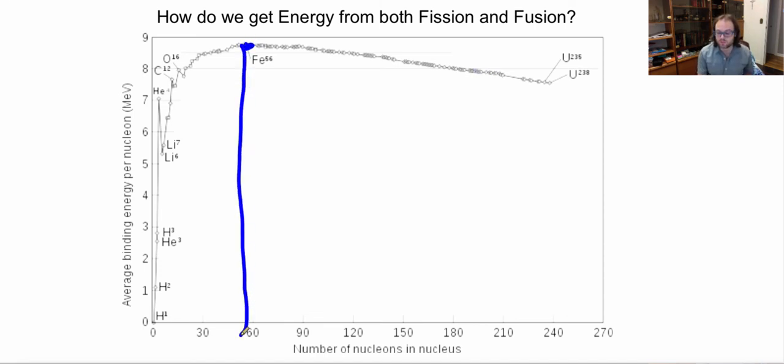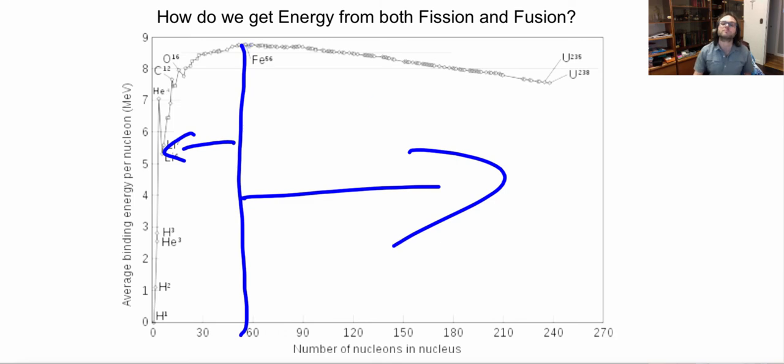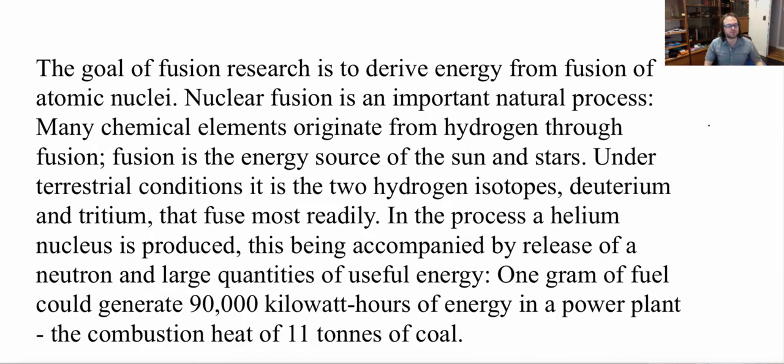So that is once again why this side is fusion and this side is fission. The graph explains why hydrogen bombs, which use fusion, are more powerful than atomic bombs, which use fission, because fusion has a much steeper slope compared to fission. Now here's something interesting to look at. One gram of fuel from a fusion plant can produce 90,000 kilowatt-hours of energy. That is the equivalent of what it would take 11 tons of coal combustion.